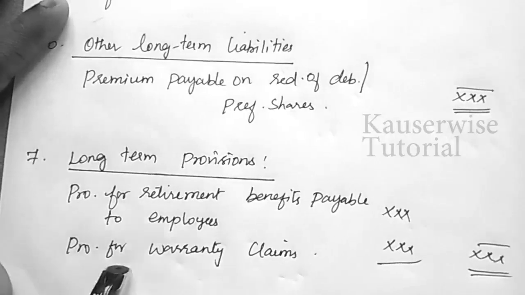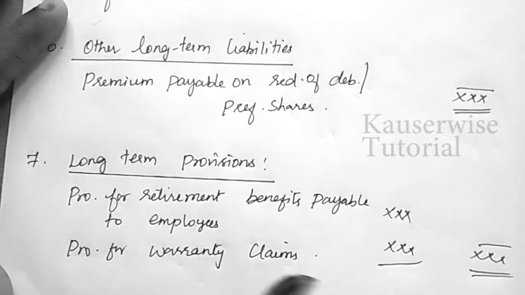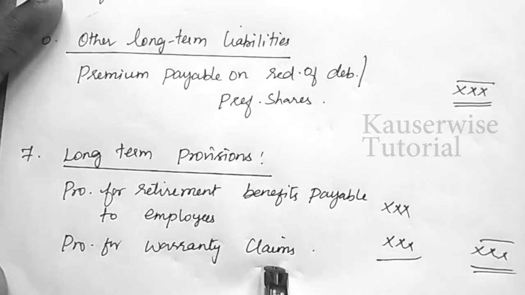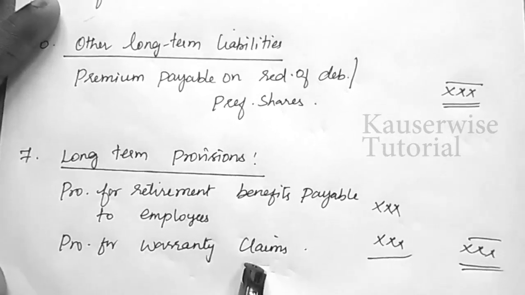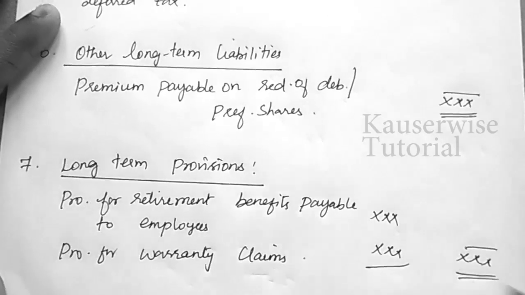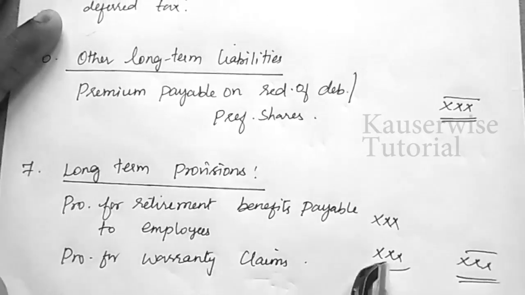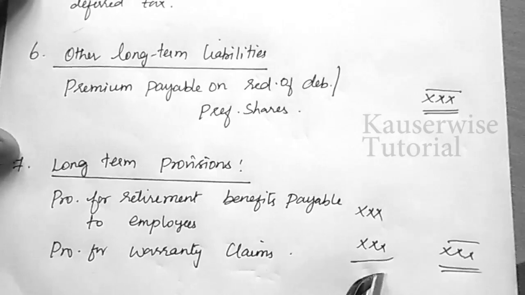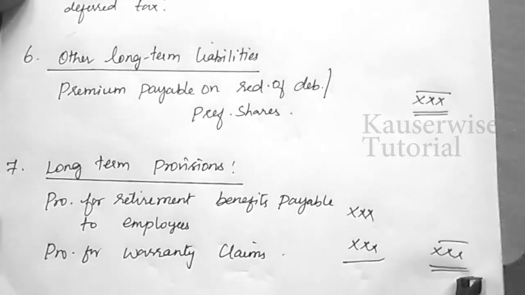In the same way, provision for warranty claims. So if you maintain any provision for warranty claim, this is also long run basis. So these are the two provisions which are maintained by the company for the long term. These will be entered under working note number 7, and the final amount will be recorded under balance sheet.